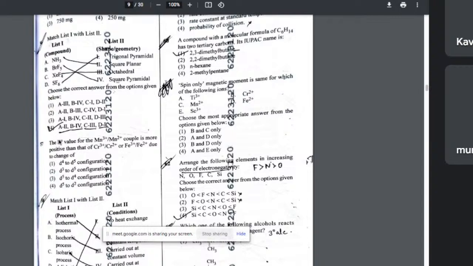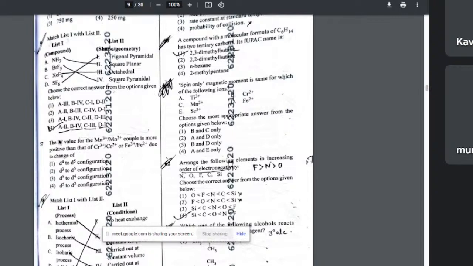The question is asking, spin-only magnetic moment is the same for which of the following ions? So spin-only magnetic moment will be the same for those ions having the same number of unpaired electrons. If we check, chromium has 4 unpaired electrons and iron 2 positive has 4 unpaired electrons, it means their spin-only magnetic moment will be the same. So the answer is chromium, which is B, and iron, which is D. B and D means the third option. The third option is the correct answer for this.